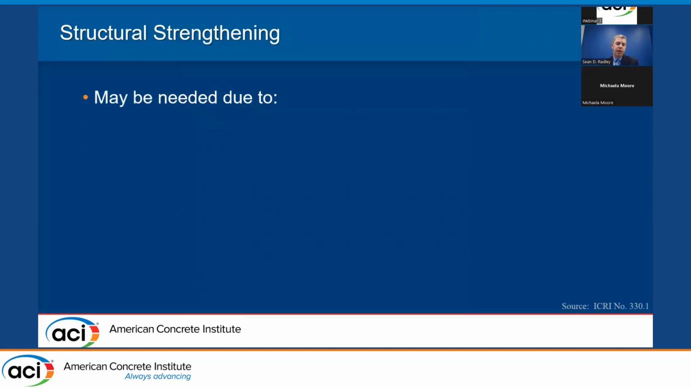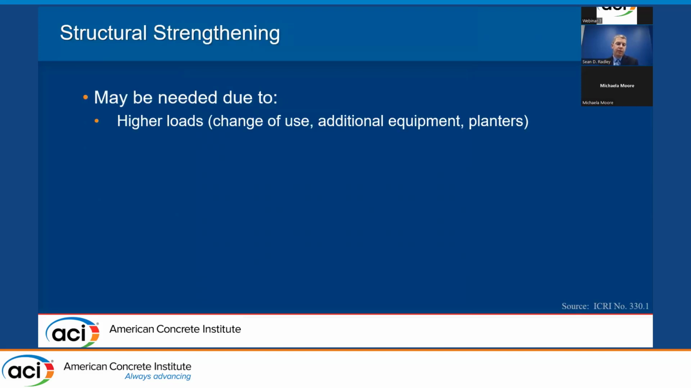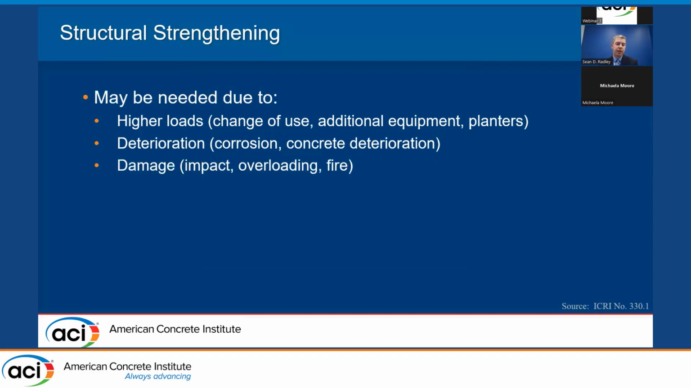Structural strengthening may be needed due to various reasons. Perhaps you have higher loads on your existing structure due to either change in use, additional equipment, perhaps high density storage as an example, or if you're on a plaza, maybe there are additional planters. It could be due to deterioration. As Fred noted, there may be corrosion of embedded steel reinforcement causing concrete deterioration and subsequent section loss, or possibly due to damage by impact, overloading, or fire.